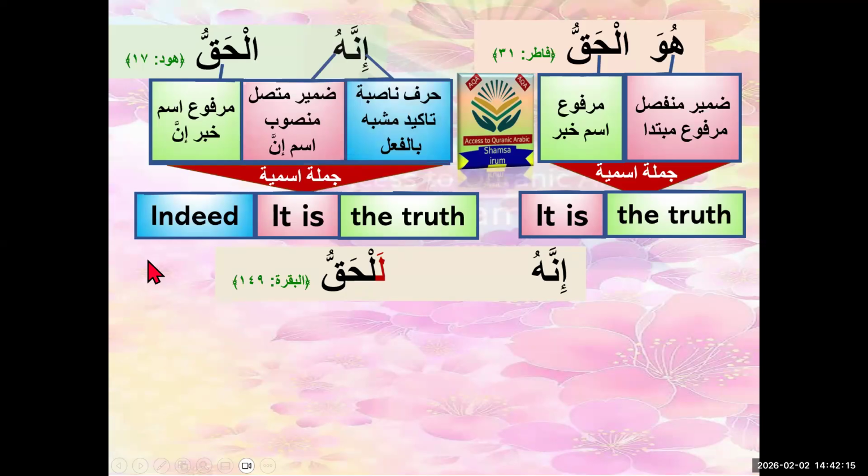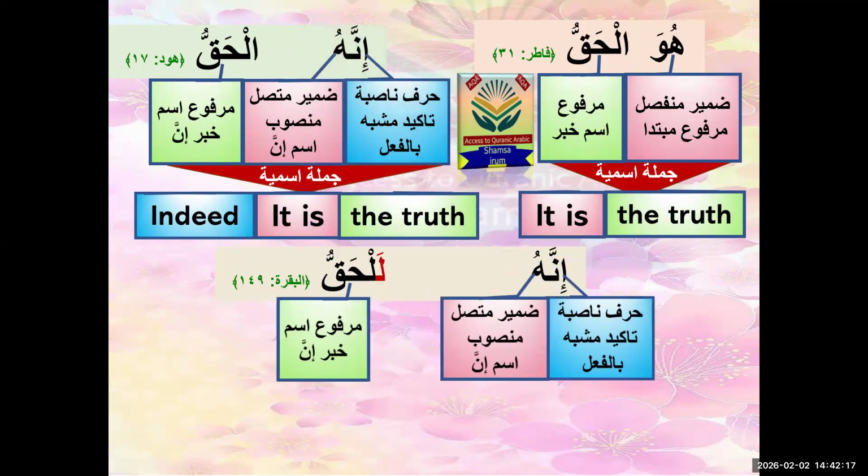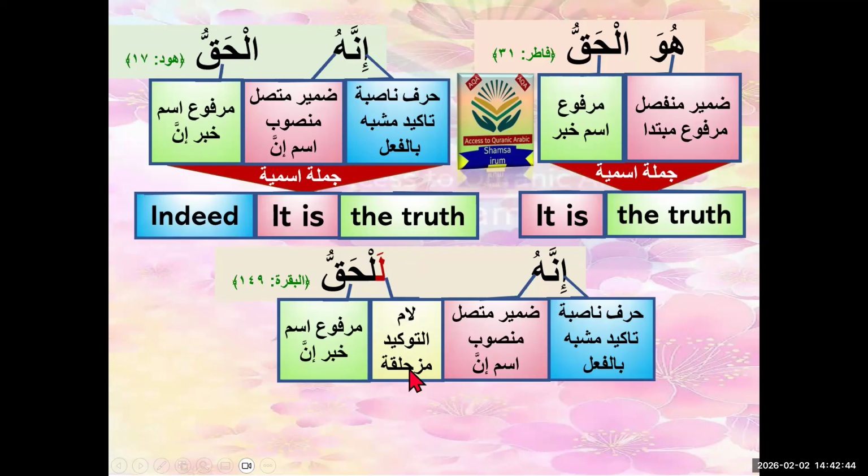Look, the same thing I repeat here again, only this space is empty. Why? Because I have to cover this lam now. Which lam is this? This is called lamul muzahlaqa, lamu tauqeed muzahlaqa. Why is it muzahlaqa? Because it's pushed away forward, it means this lam is slipped when inna comes in the sentence.